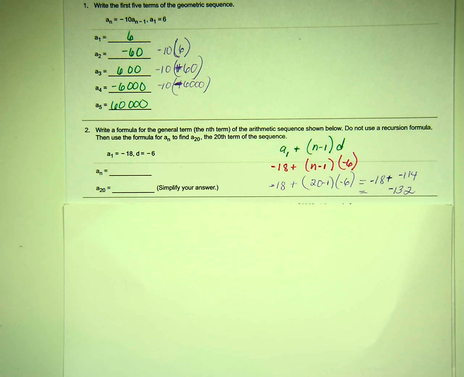So given that you want the 20th term, you're going to substitute n as 20, and then whatever that is, which is 19, multiplied by negative 6, that gives you negative 114. So negative 18 plus negative 114 gives you negative 132. So make sure you be careful with that formula, which is provided for you in green. That's what we're using.